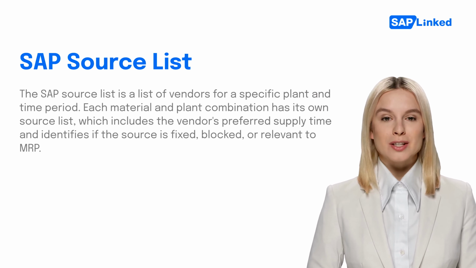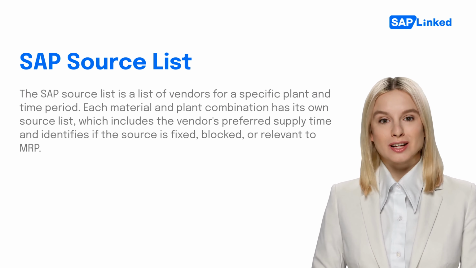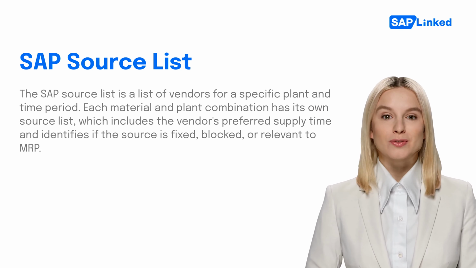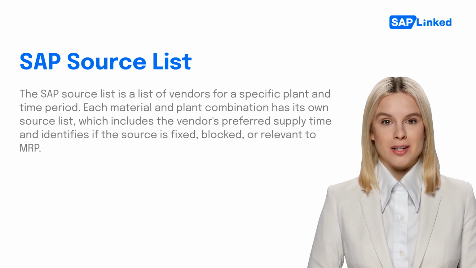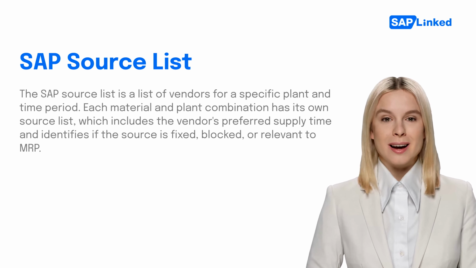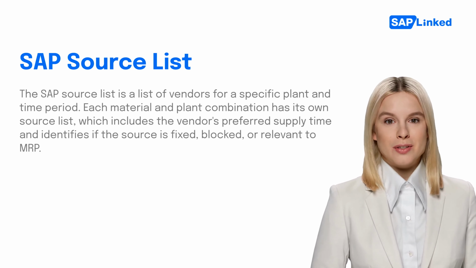SAP source determination helps buyers find the best vendor for their purchase requisition. The vendor account is the source of supply. Preferred vendors are listed as source lists in master data elements. When creating a requisition, SAP checks for a source list for each item if the source determination indicator is set in the header. The SAP source list is a list of vendors for a specific plant and time period.